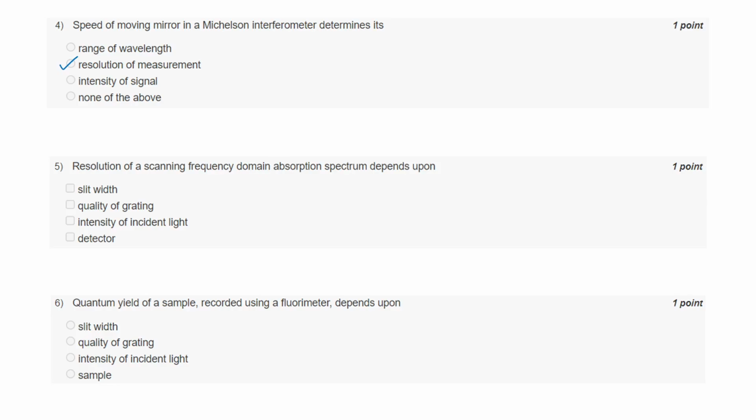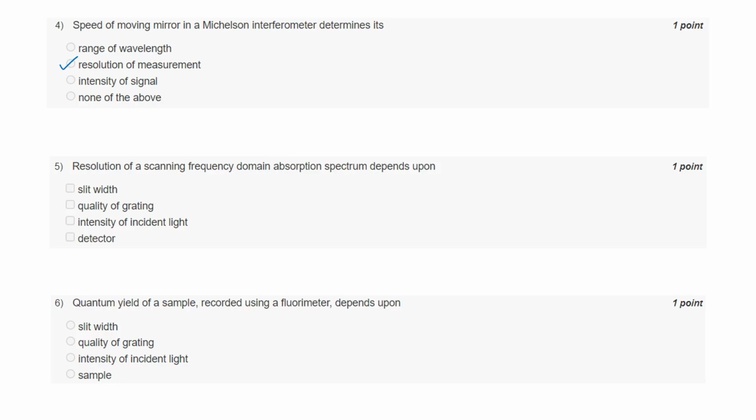Okay, that's good. Then question number 5: resolution of a scanning frequency domain absorption spectrum depends on. This means the normal spectrophotometer. What does it depend on? Resolution also depends on your detector. Let's say you are using an HPG detector, or something PMT-like. Then your resolution will be better in the case of the HPG kind of detector.